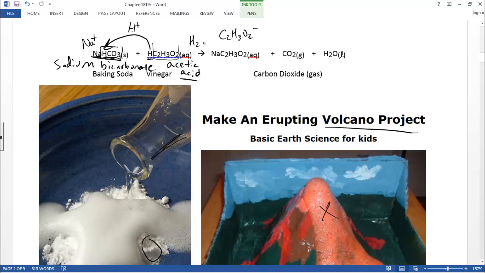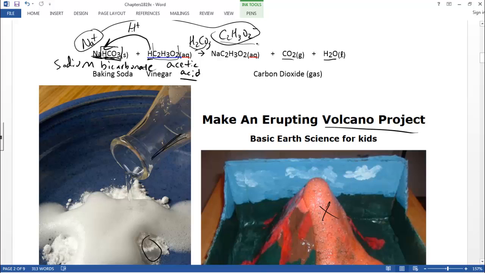It's going to form H2CO3. And it turns out that molecule falls apart. It's not stable. They have 2 H's, take 1 oxygen and make water, and leaves behind a C with 2 O's. That's carbon dioxide. And then we form a new ionic bond between the sodium and the fragment left behind from the vinegar.